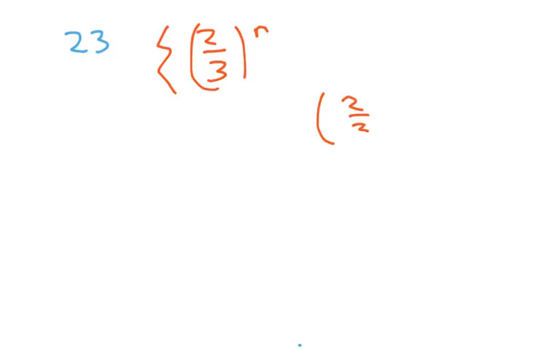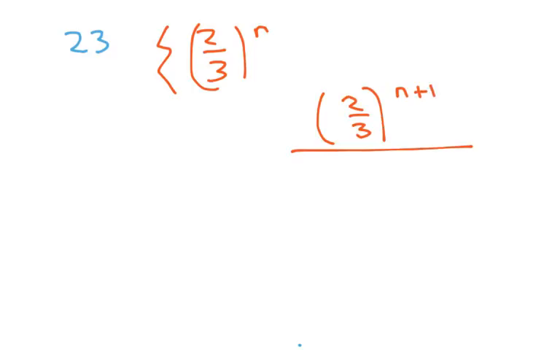And then when it looks like an exponent, like say 23, we're going to have 2/3 to the n. That's clearly going to have a common ratio, because we could write this as 2/3 to the n plus 1.